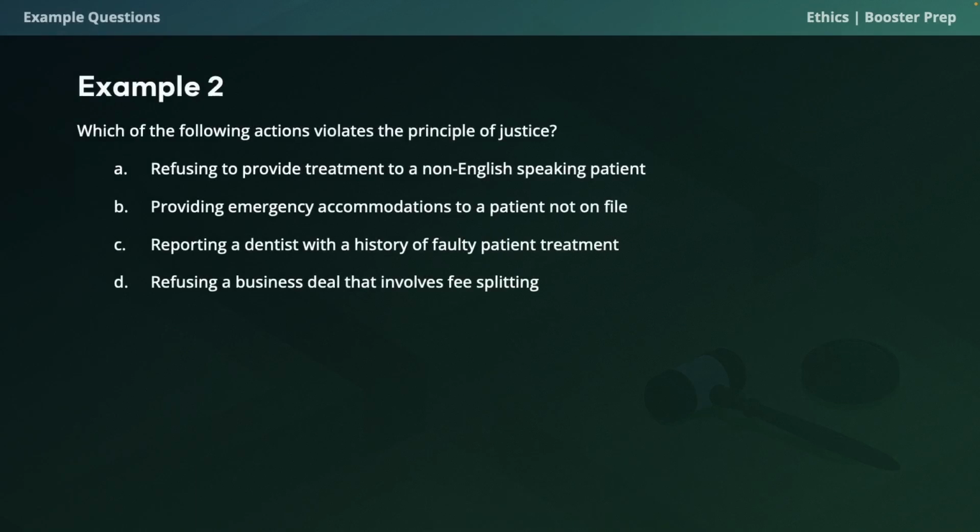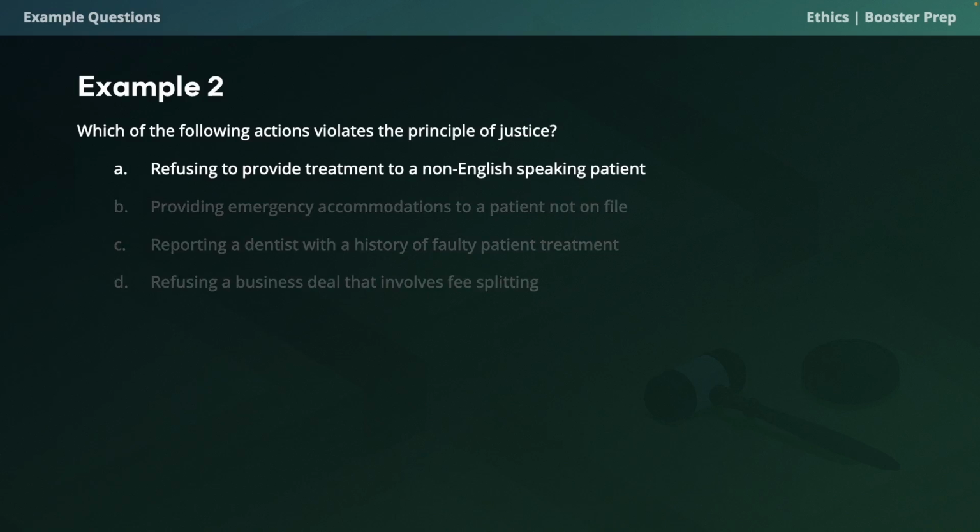Example number 2. Which of the following actions violates the principle of justice? A. Refusing to provide treatment to a non-English speaking patient. B. Providing emergency accommodations to a patient not on file. C. Reporting a dentist with a history of faulty patient treatment. Or D. Refusing a business deal that involves fee splitting. Go ahead and pause it and think about these answers.